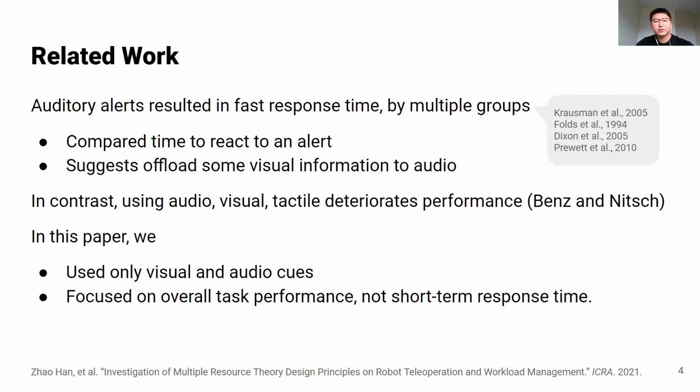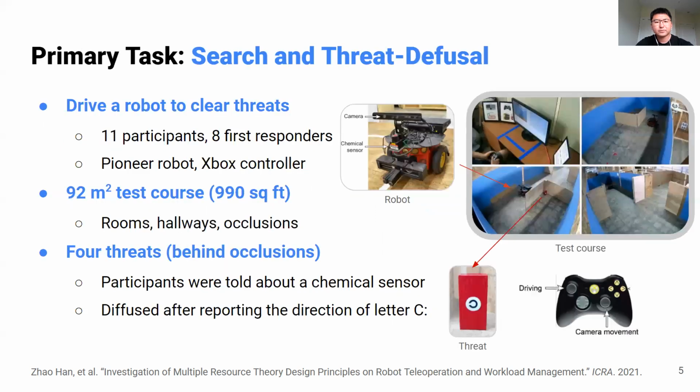In the past, researchers from multiple groups have shown that auditory alerts lead to faster response time, by comparing the amount of time it took to react to an alert. This suggests that we should offload some visual information to the audio channel. However, Benz and Nitsche found that when they used three different channels, audio, visual, and tactile, the performance became worse. In our work, we used only visual and audio cues and focused on overall task performance instead of short-term response times. So we designed two tasks to test our beliefs.